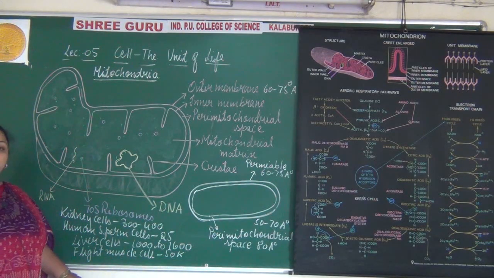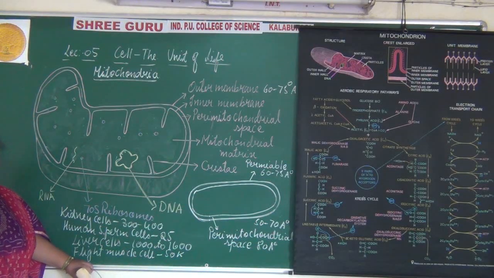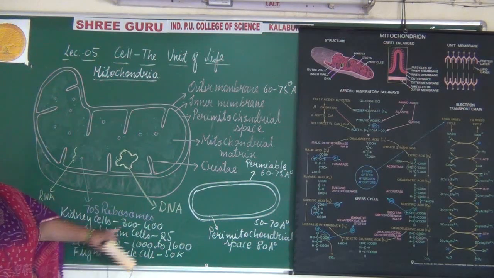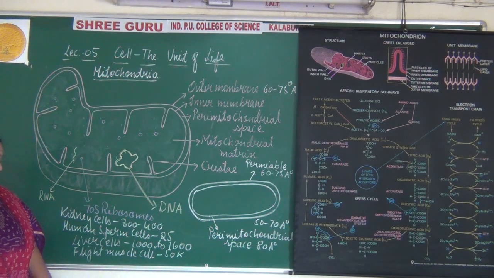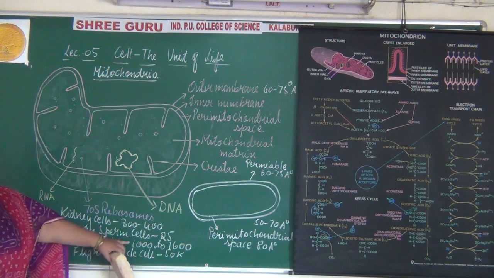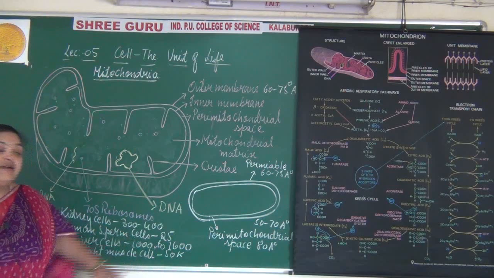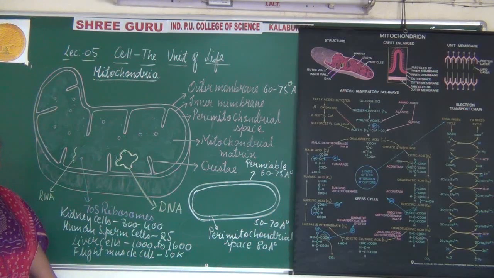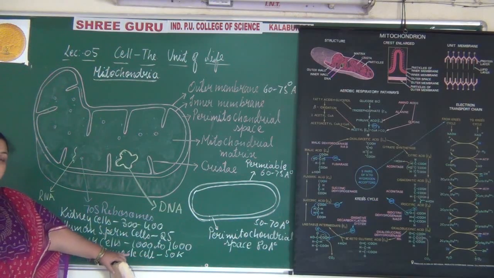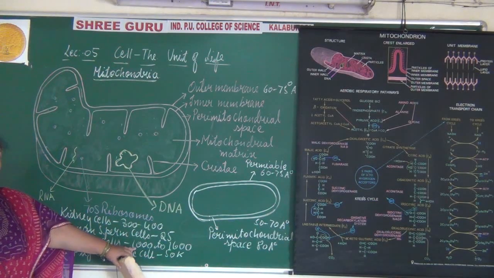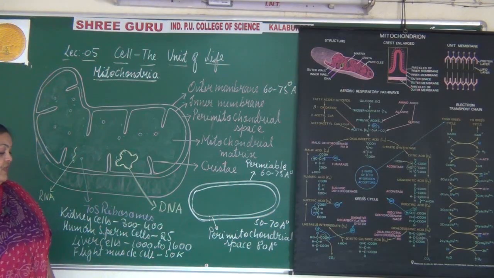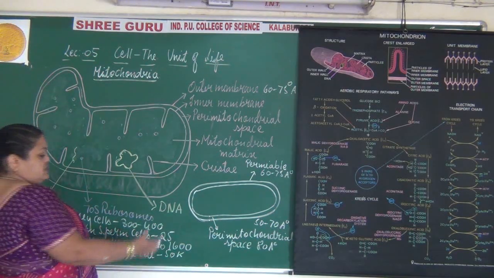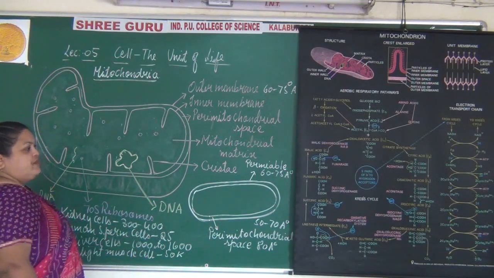So the number of mitochondria varies with the metabolic activities or with the positions of the cells. In the kidney cells, there are around 300 to 400 mitochondria. A single human sperm cell has 25 mitochondria. In the liver cells, there are 1000 to 1600 mitochondria. In the flight muscle cells, especially in birds, the locomotory organs, the wings, have around 50,000. So along with the structure, we know the number of mitochondria.